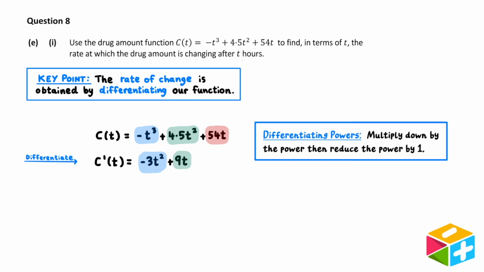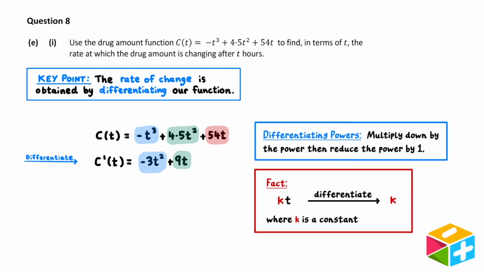Finally, let's tackle the 54t. There's a useful fact which says that for any constant k, k times t simply differentiates to k. In other words, if you have a number being multiplied by t, it just differentiates to the number. Applying that here, 54t will just differentiate to 54.